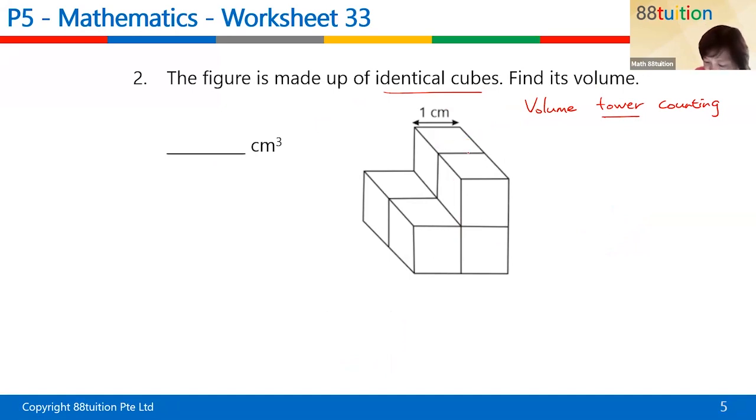And how many are there? 2 cubes. Here 2 cubes. Here 1, here 1. Okay, so 2, 4, 6. So I have 6 centimeter cube.